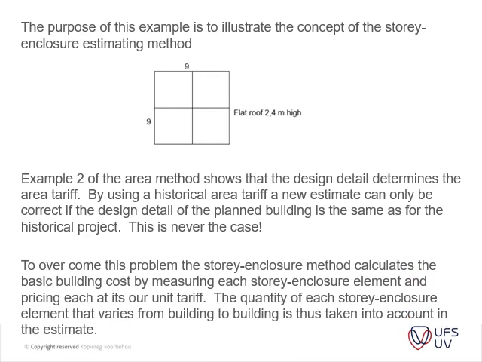So to overcome the problem, the story enclosure method calculates the basic building cost by measuring each story enclosure element and pricing each at its own unit tariff. The quantity of each story enclosure element that varies from building to building is thus taken into account in the estimate. Okay, so for the purpose of this example, assume that the unit rates of the 4 story enclosure elements, i.e. the rates in its own plane, are as follows.